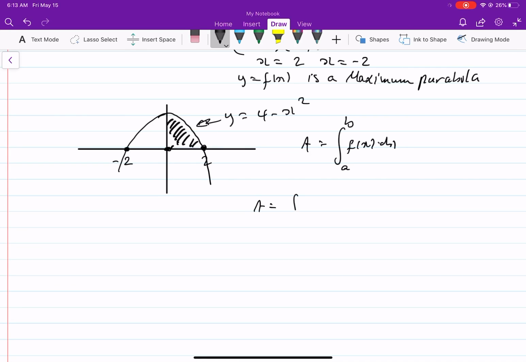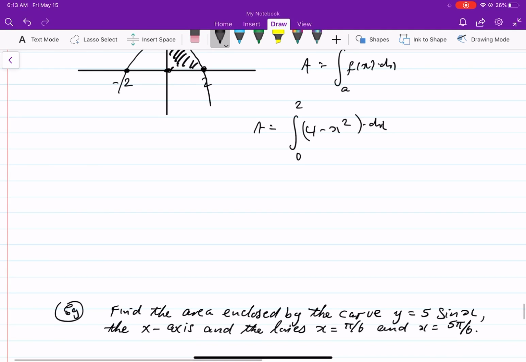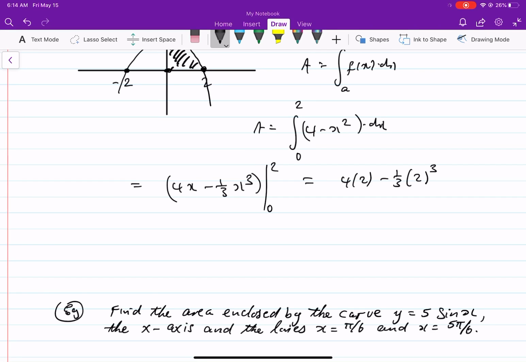Area is therefore equal to the integral between 0 and 2 of 4 minus x squared dx. If I were to integrate that, I will get 4x minus 1/3 x cubed, evaluated between 0 and 2. If I plug in my upper limit first, I'll get 4 times 2 minus 1/3 times 2 cubed.